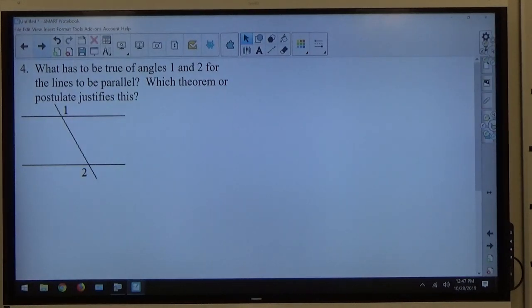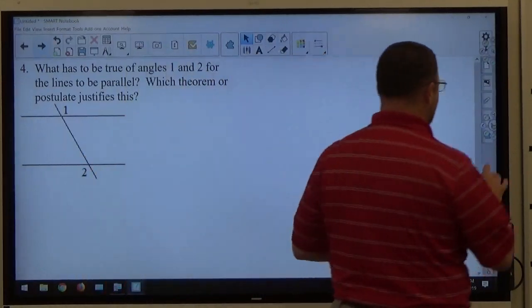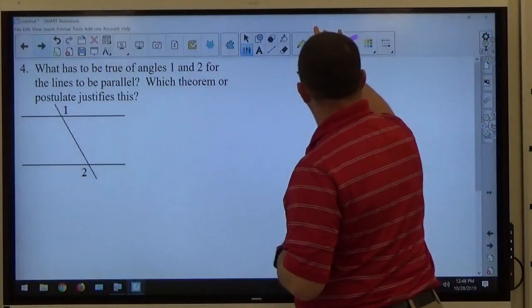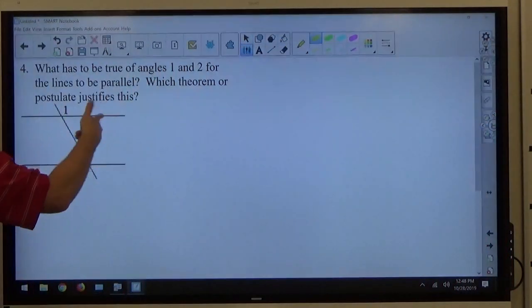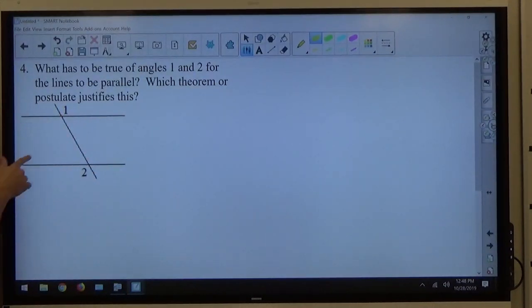Numbers 4, 5, and 6 involve the converses to the same side interior postulate, the corresponding angles theorem, the alternate interior angles theorem, and the alternate exterior angles theorem. So what you want to do is identify specifically what type of angles you're given in the picture. These lines aren't parallel yet. We are supposed to determine what has to be true about these angles in order to make the conclusion that those lines are parallel. Okay?